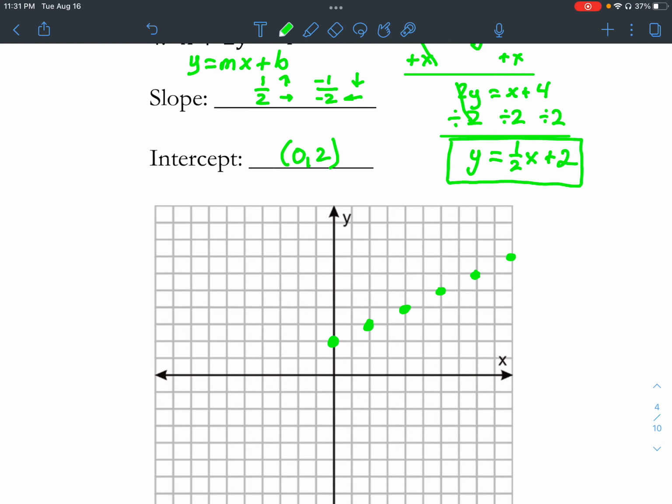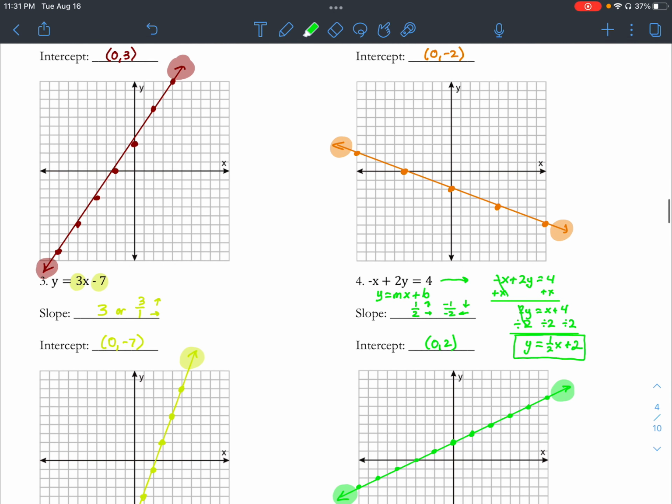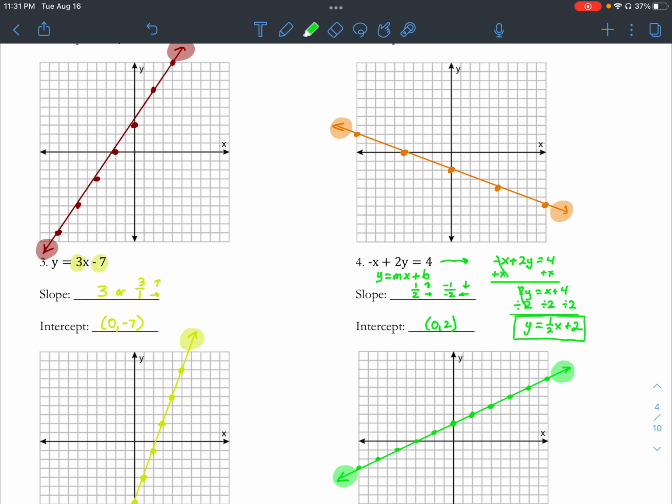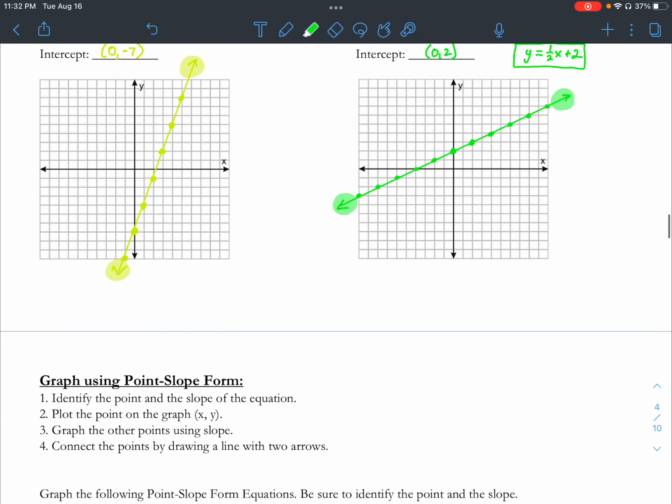The other one would be down 1, left 2. Again, just find that pattern. Repeat it as many times as you can. Draw your beautiful straight line through the graph. And voila. Now on a test, I don't need you to highlight those endpoints. Again, I'm just putting those on there to mention that I'm going to be looking for those on the test. So please make sure your arrows do go all the way through.